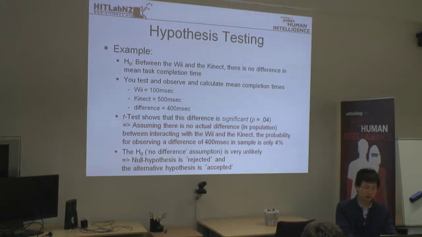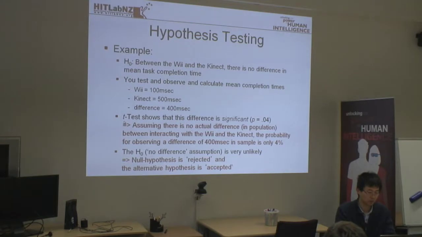So let's go with an example to get a more consolidated understanding. Let's say, again, we are comparing V and Kinect, and the null hypothesis we set was that there is no difference in mean task completion time. You tested and calculated the mean completion time: with V, the user took about 100 milliseconds on average to do the task. With Kinect, it took about 500 milliseconds. So the difference is 400 milliseconds. But we have to see whether this difference is by chance, or because we chose participants from certain groups, or if it's actually generalizable to the whole population.